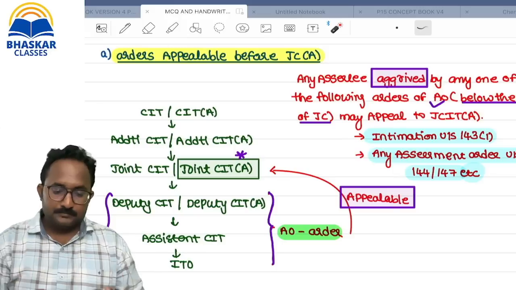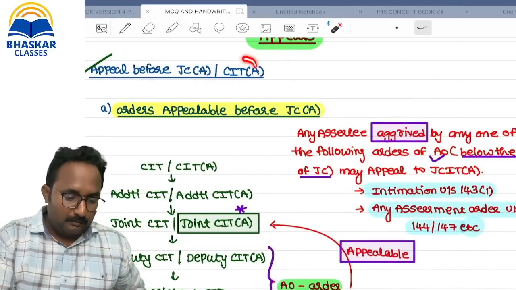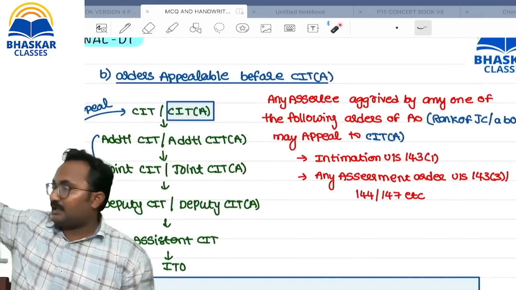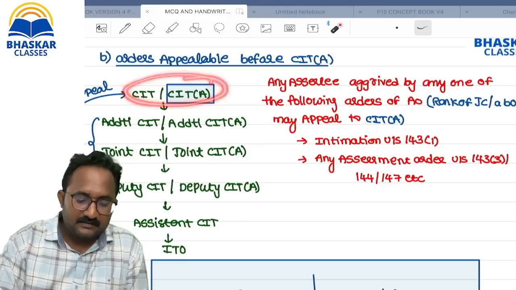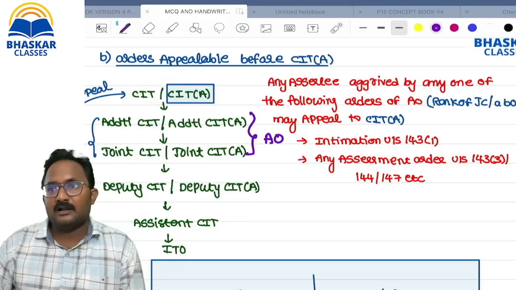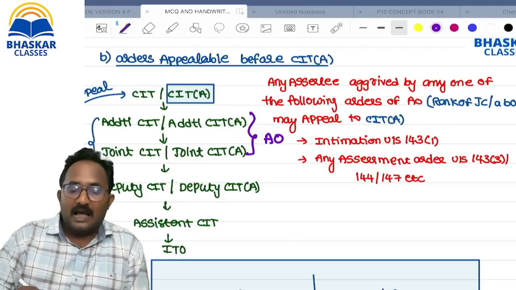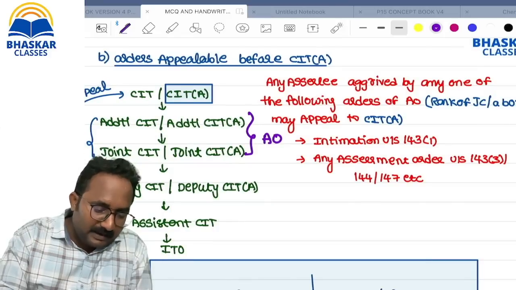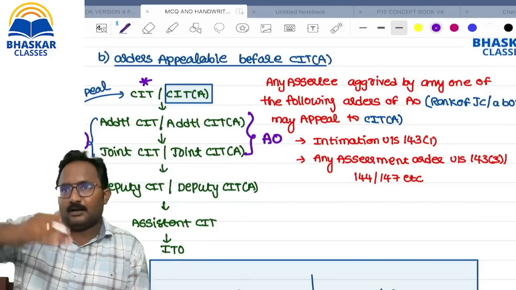JCIT. Now, sir, here we can make an appeal to CIT appeals also. CIT appeals. What are the orders we can appeal before CIT appeals? You know this hierarchy already. Now we have to make an appeal with these authorities. If that order passed by the Additional Commissioner of Income Tax or Joint Commissioner of Income Tax as an AO is not satisfactory to the SSE, now the SSE makes an appeal with whom? CIT appeals. Are you clear with this hierarchy?